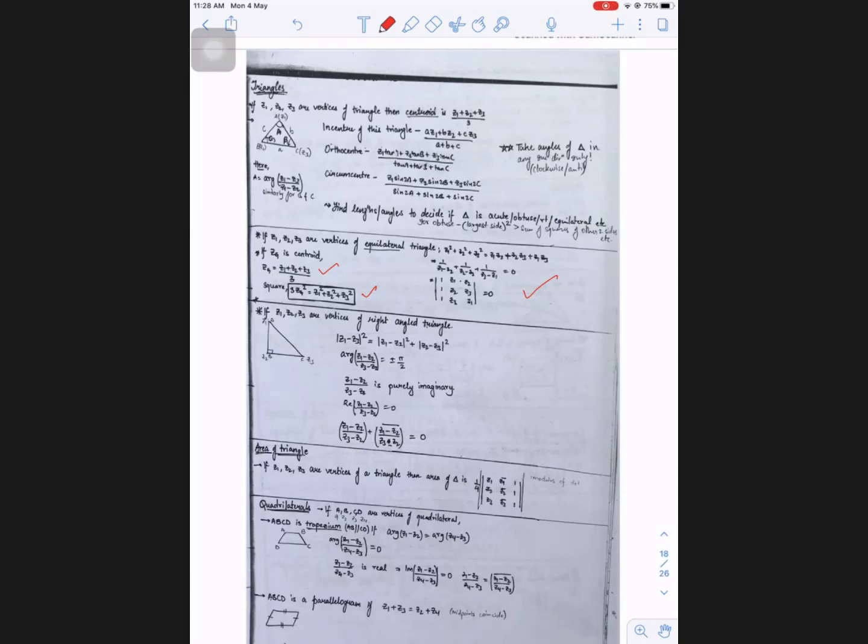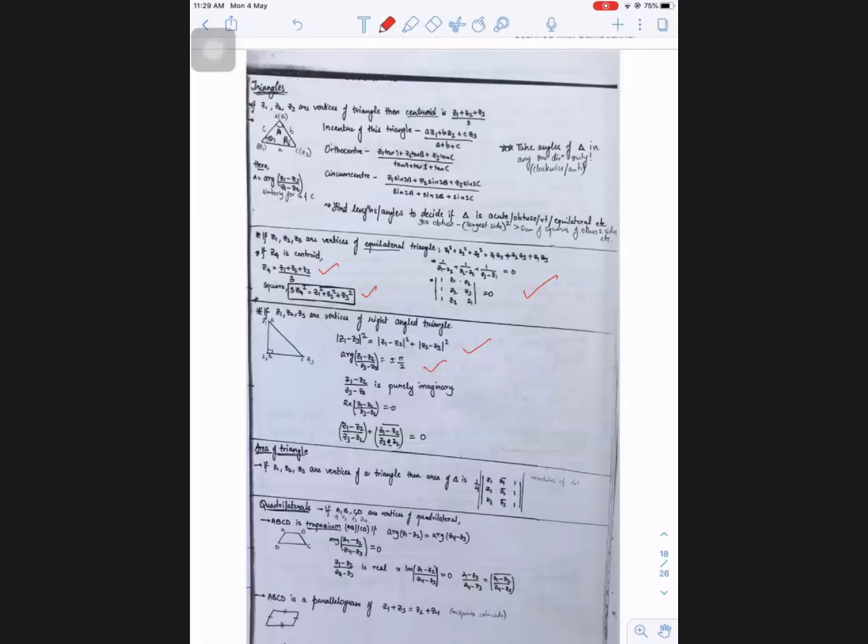Next, if Z1, Z2, Z3 are vertices of a right angle triangle, here I am assuming the right angle is at Z2, how many ways can you write this condition? One is |Z1 − Z3|² = |Z1 − Z2|² + |Z2 − Z3|². Another is in terms of the argument of (Z1 − Z2)/(Z3 − Z2) being plus or minus π/2, because we don't know which is Z1 and which is Z3; it may change, that's why we write plus or minus.